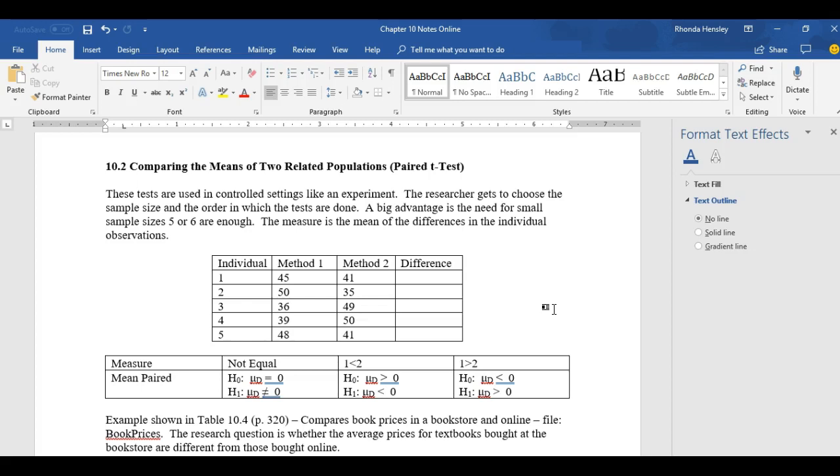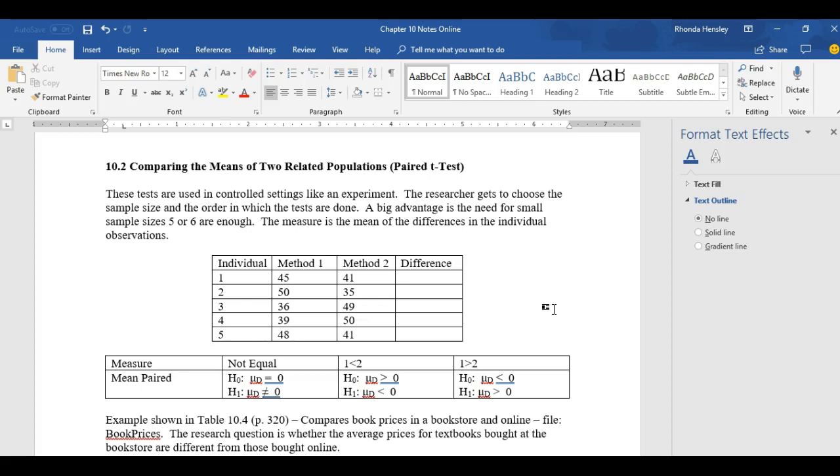And then I would switch them off and have each of them do the other method. You want to switch them. You don't want to have everybody do method 1 first and then method 2, in case there's some kind of learning that occurs here that would increase maybe the second method if you did method 1 first.